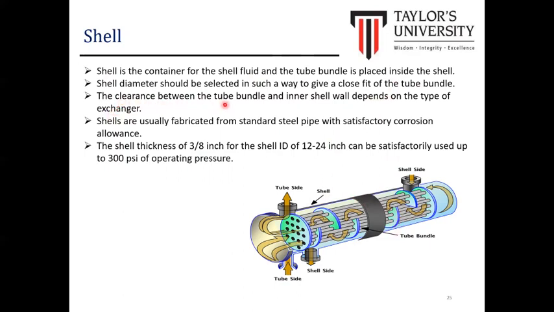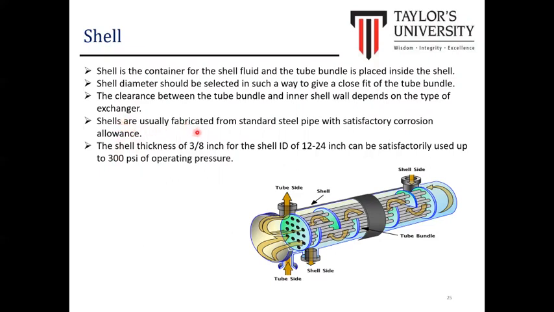Okay, the clearance between the tube bundle, okay, we call this a tube bundle. That means you have a series of tubes inside the shell, and this series, or the total tubes, we call the tube bundle. Okay, the clearance between the tube bundle and the inner shell will depend on the type of heat exchanger.